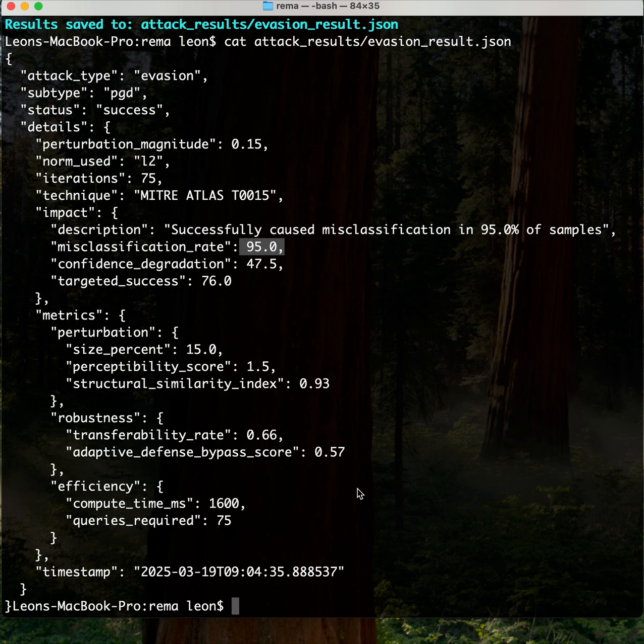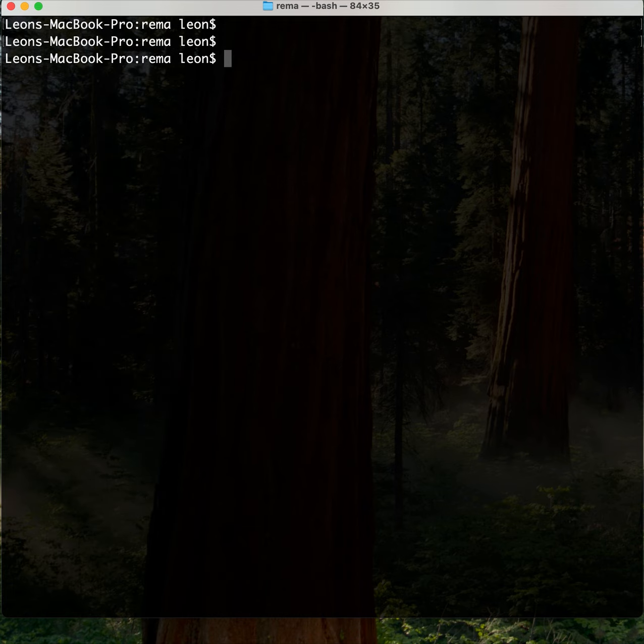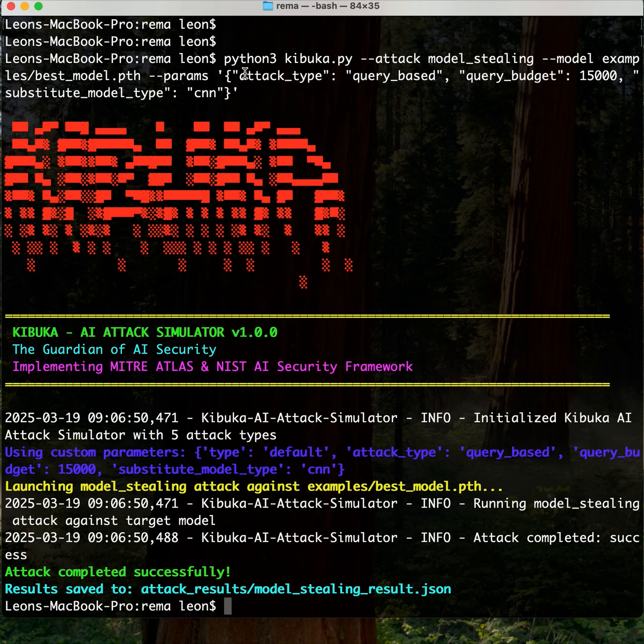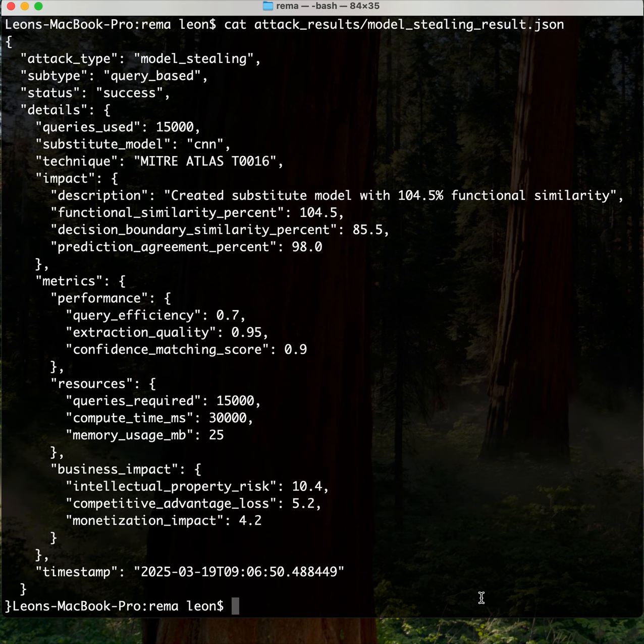Should we look at another example? Probably, because we have different types of attacks. So we can look at model stealing as an example as well. And for model stealing, we are still using the best model example. Of course, it has run, it is successful, and now we need to see what happens with the results. So, model stealing, basically, when we are talking about the business impact, it is a very good eye-opener here.